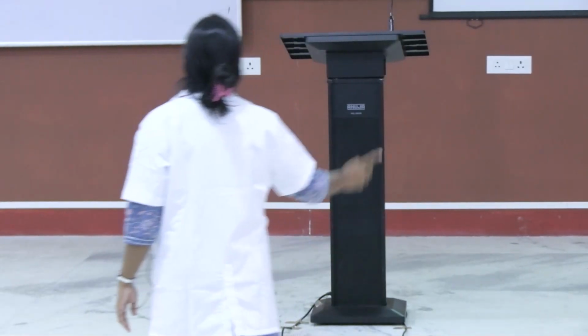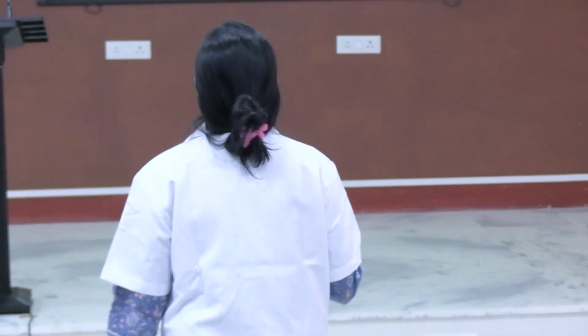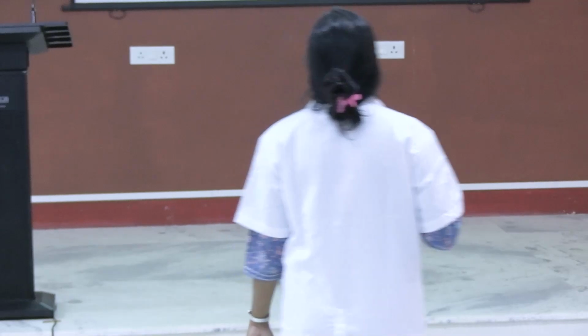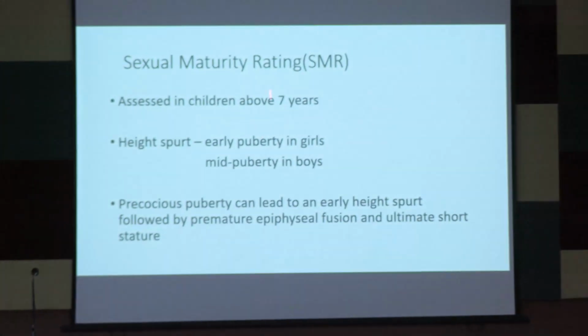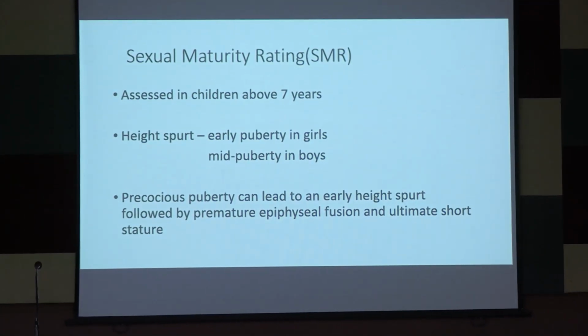Next, SMR, sexual maturity rating. For this class we have to know only a few points; the rest will be taught in detail in the endocrine class. Just remember, it is done only above 7 years of age, okay. It is only above 7 years of age.